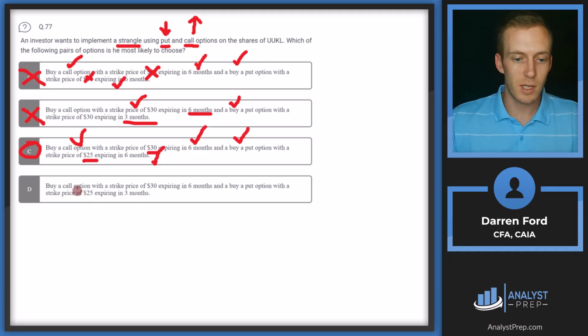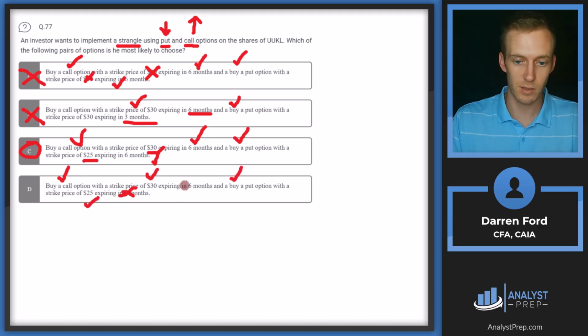Let's make sure we can rule out D. Buy a call option with a strike price of $30 expiring in 6 months, and buy a put with a strike price of $25 expiring in 3 months. So here we had buying correct, and the strike prices were good since the call was higher than the put, but expiration's no good since those don't line up. So we can rule out D and stick with answer C.